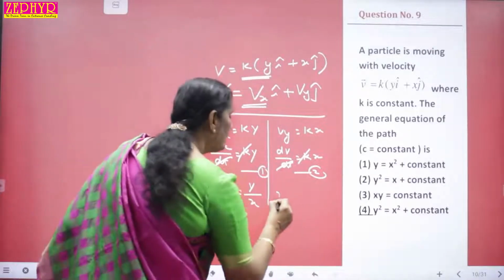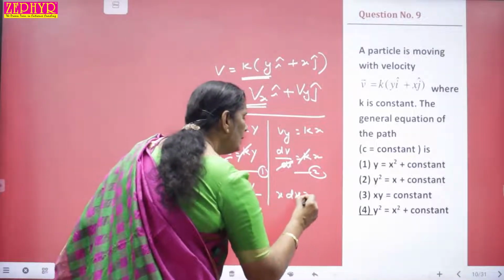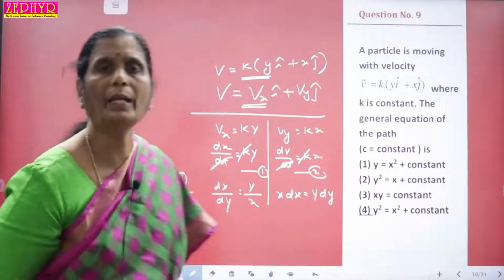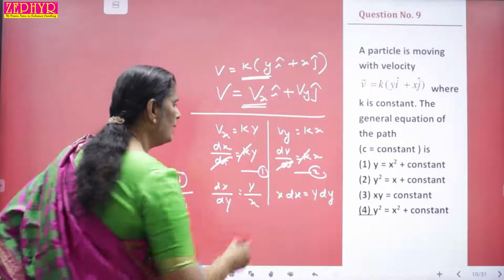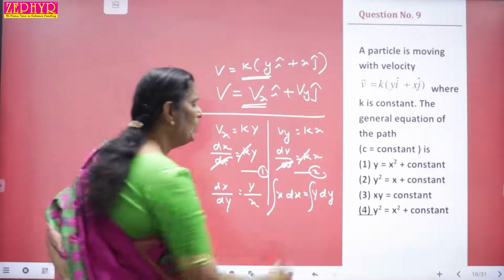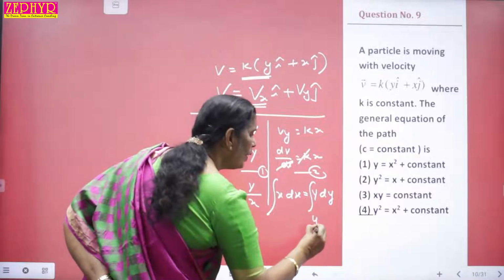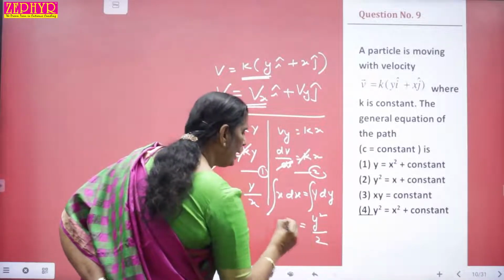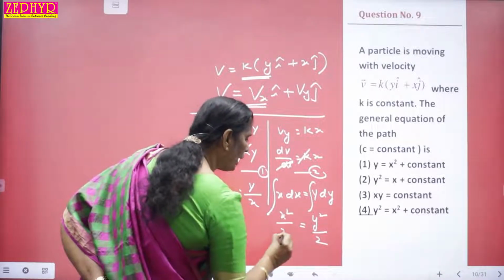Cross multiply: x dx is equal to y dy. Correct. Now we have to remove the operators, so we will integrate it. Okay. So y integrates to y square by 2, and x integrates to x square by 2.